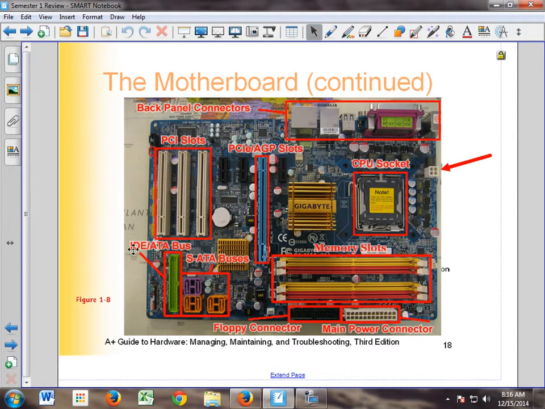It's actually, we always used to call this ATA until serial ATA came along. Oh my gosh, this is going to drive me crazy.